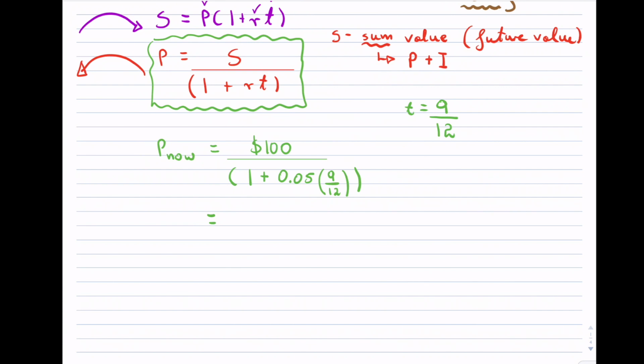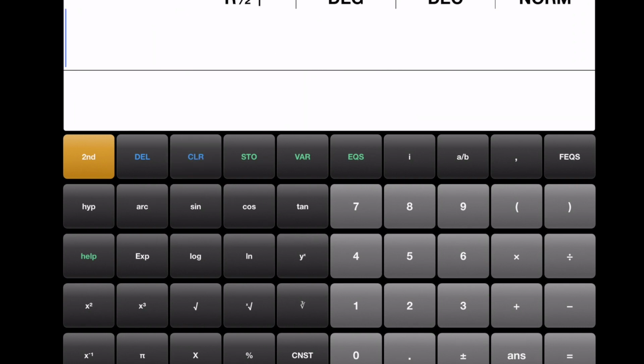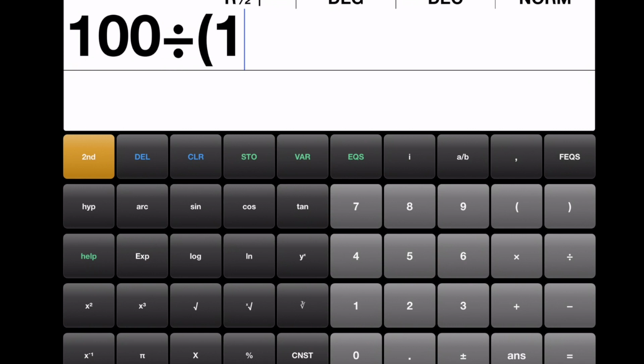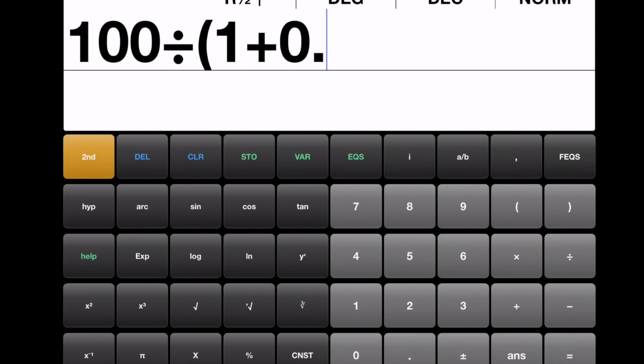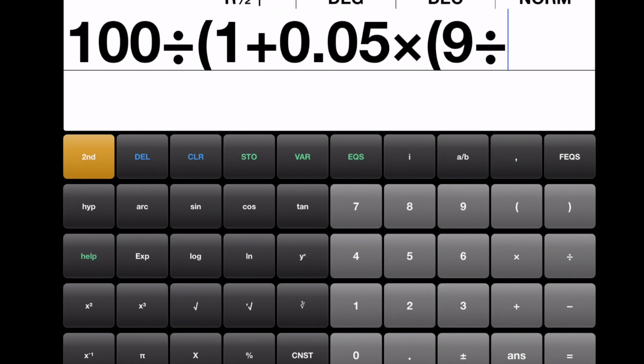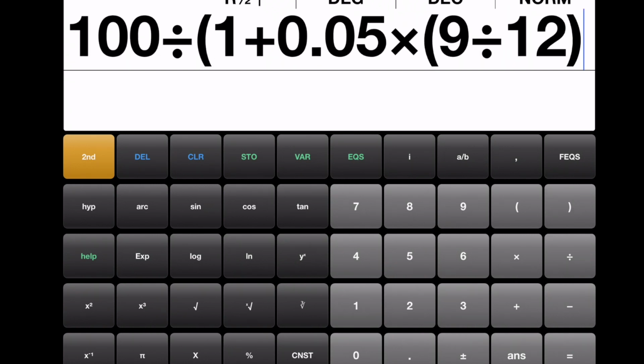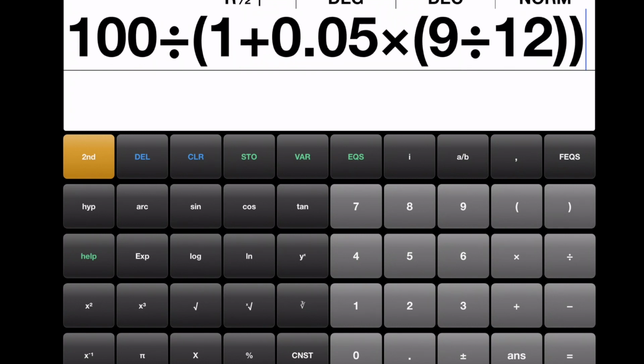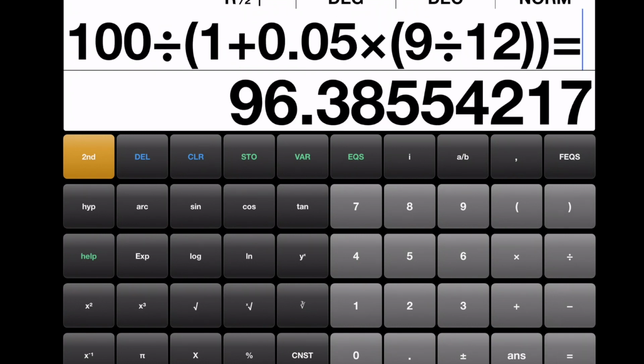So let's take out our calculator here. I'm going to just punch this in. So I have $100 divided by, I'll open my bracket, and it was 1 plus 0.05 times 9 over 12. Notice I'm using the brackets, and then I'm going to hit equals, and notice that it's less, and it should be less because there was an interest of 5%.